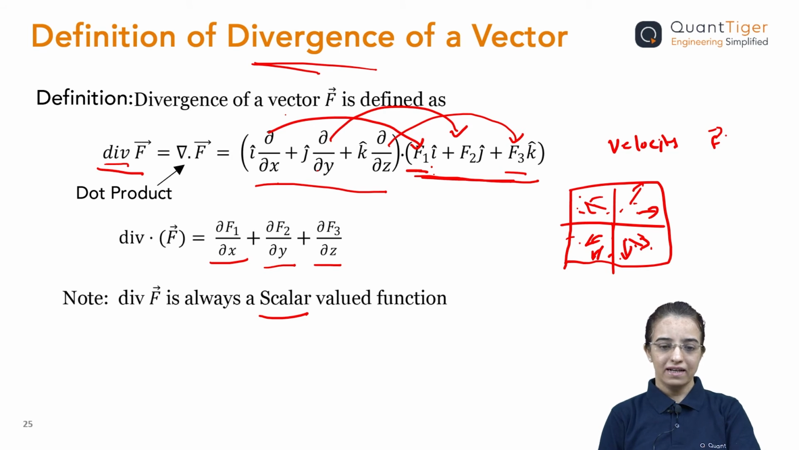As I said earlier, this will be a scalar quantity. So here if you see, whatever quantity we are getting after finding the dot product or divergence doesn't have any i cap, j cap or k cap. That's the reason we can say that the quantity we are getting, the divergence of f, is nothing but a scalar quantity or scalar function.